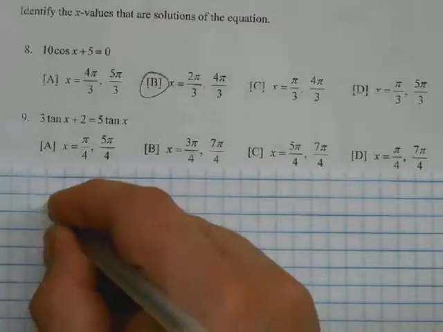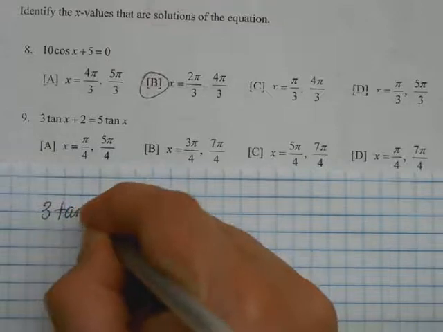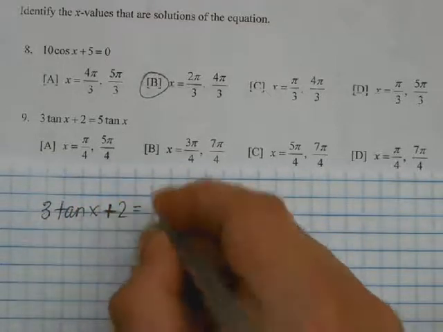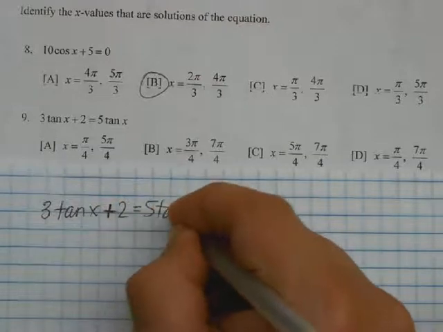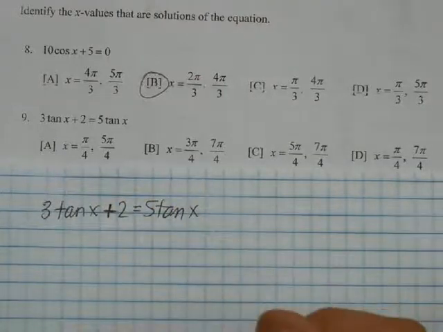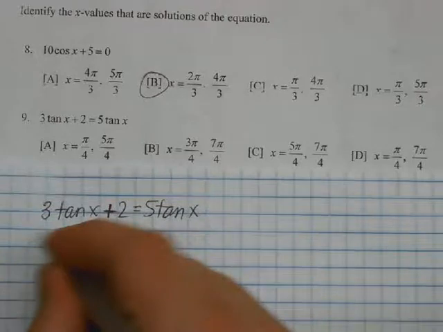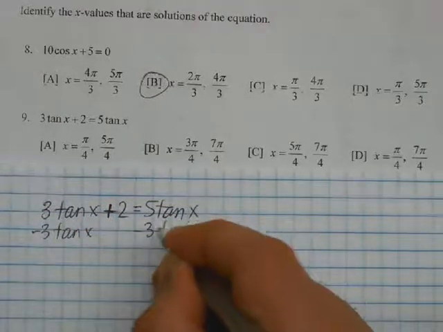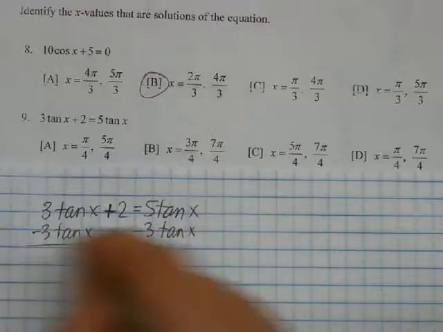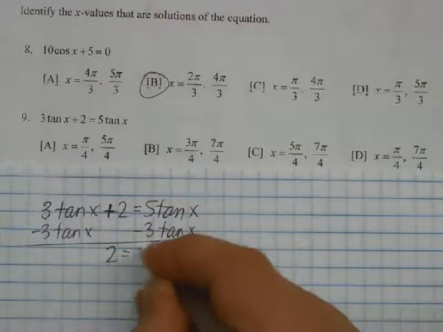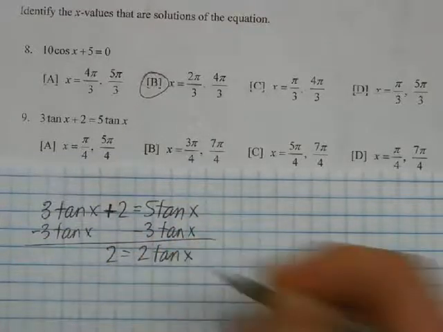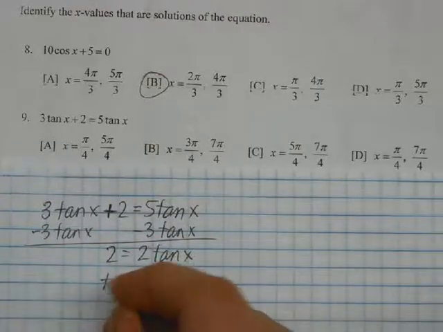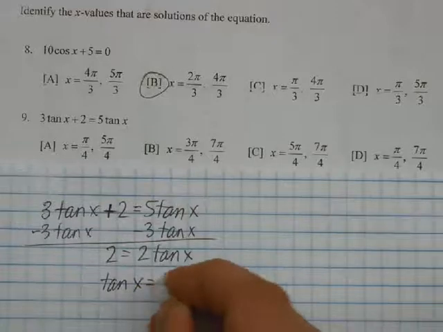Number 9. We'll go ahead and get the tangent terms by themselves by subtracting 3 tangent x. We get 2 equals 2 tangent x. Divide both sides by 2. Tangent x equals 1.